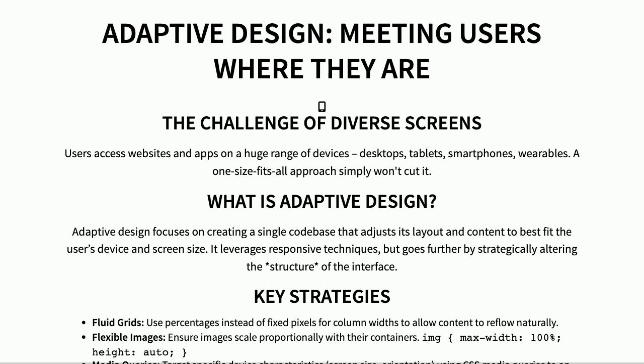We use techniques like fluid grids, where columns automatically resize based on available space, flexible images that scale with their containers, and powerful media queries which let us apply different styles depending on whether someone is using a desktop or a tablet, for example. Essentially, we're building a single codebase that adapts to each user's experience.